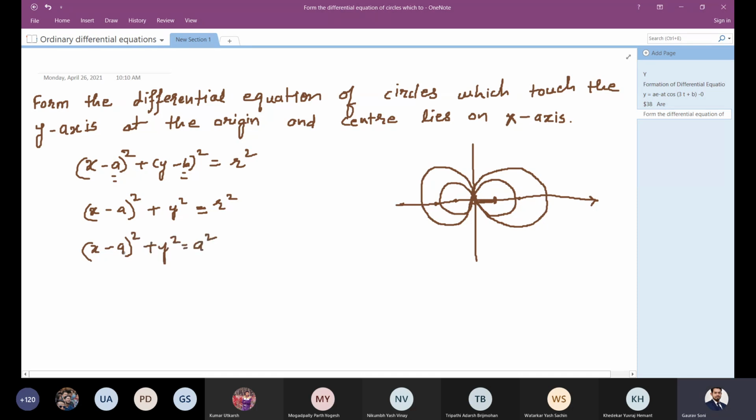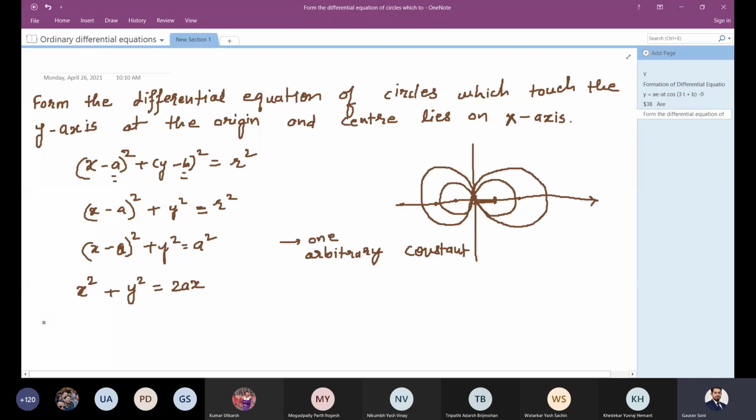So totally how many arbitrary constants are there? Only one arbitrary constant. Now you can either simplify or you can directly take the derivative. It is of course up to you. I would like to simplify. So that will become x square plus y square is equal to 2ax. The a square on both sides will get cancelled out, and minus 2ax from the first term gives 2ax on the right hand side.